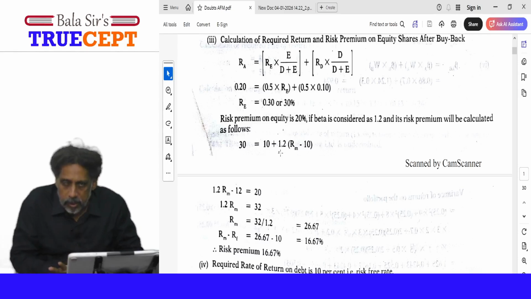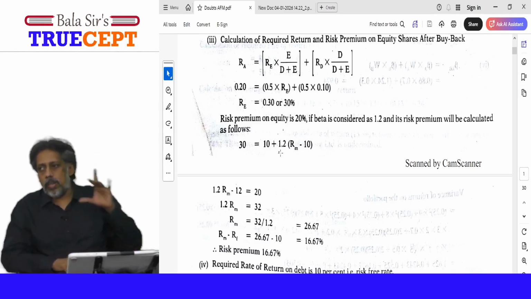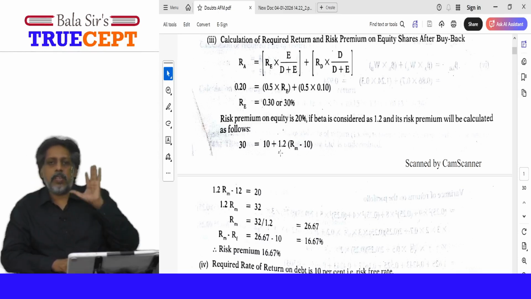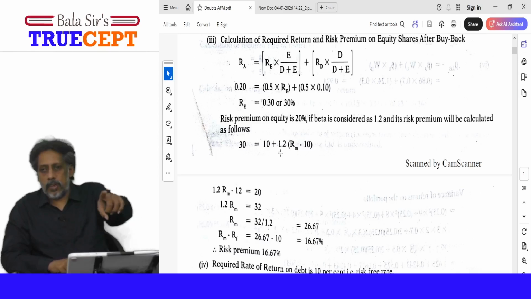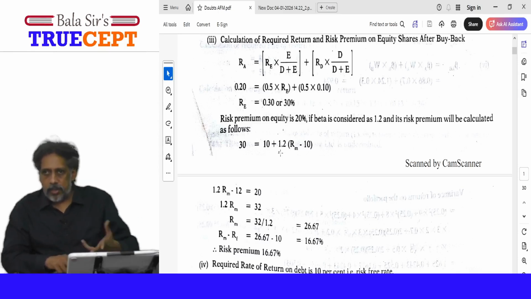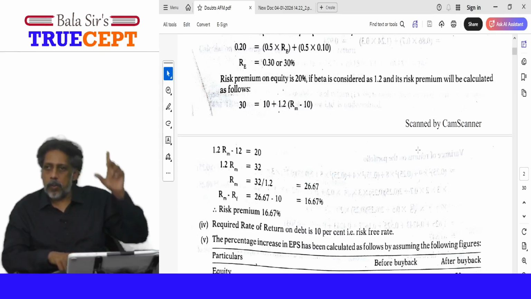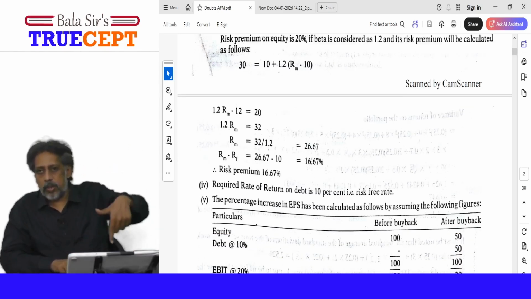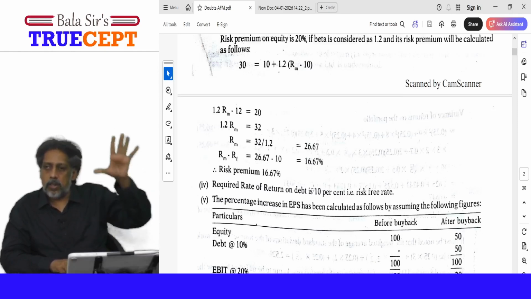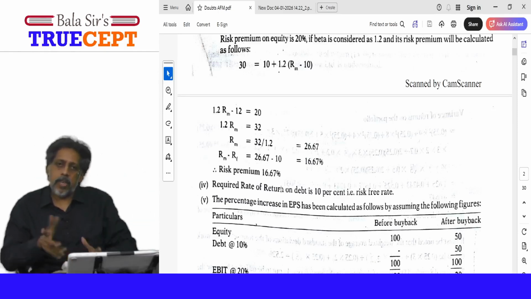Is that clear? And then don't bother to find the risk premium once again. That can't change, right? Your RM minus RF will not change. Or if you don't trust, you can check it out. 30% equals RF 10 plus 1.2 beta, 1.2 into RM minus 10. Again find RM, you will get 26.67. And what is the premium? 16.67, RF is the same. It won't change, right?